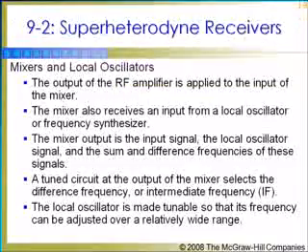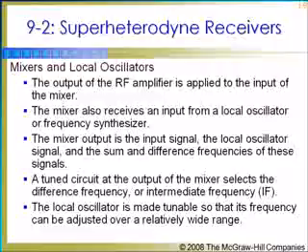The next one is mixers and local oscillators. The output of the RF amplifier is applied to the input of the mixer. The mixer also receives an input from a local oscillator or frequency synthesizer. The mixer output is the input signal, the local oscillator signal, and the sum and difference frequencies of these signals. A tuned circuit at the output of the mixer selects the difference frequency, or intermediate frequency. The sum frequency may also be selected as the IF in some applications.